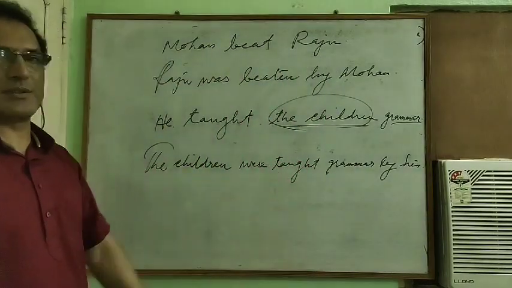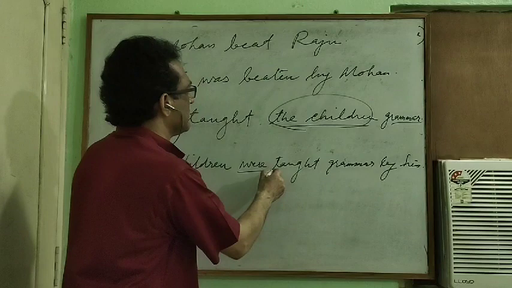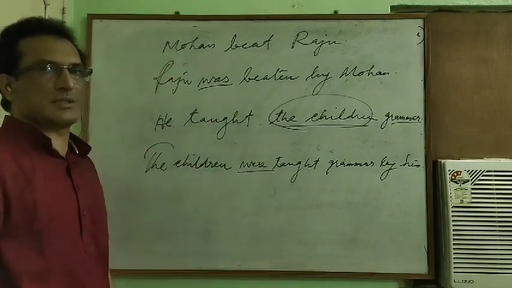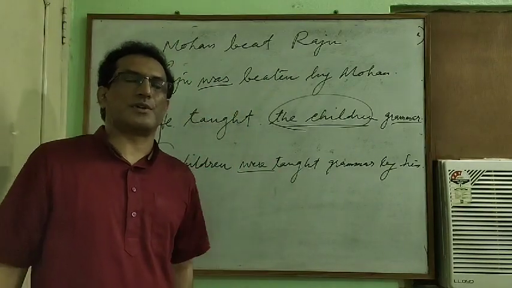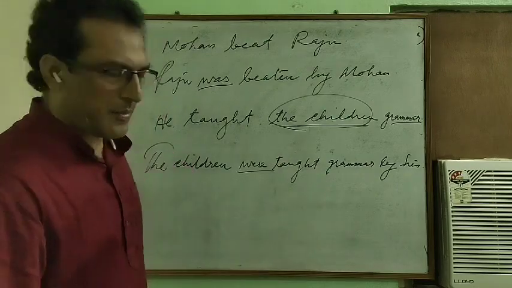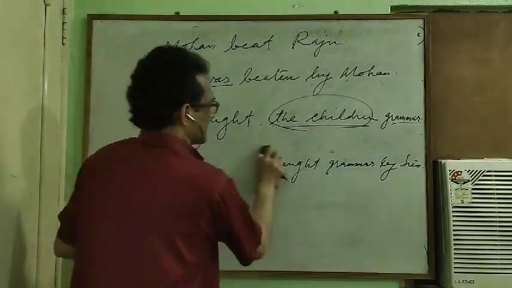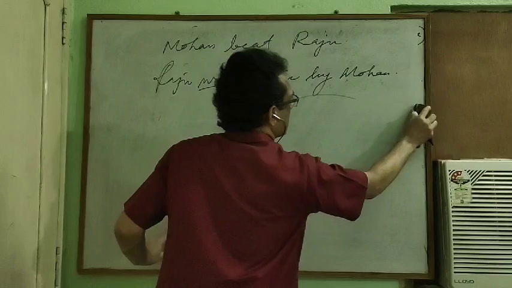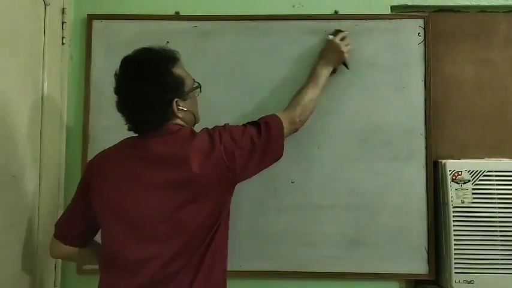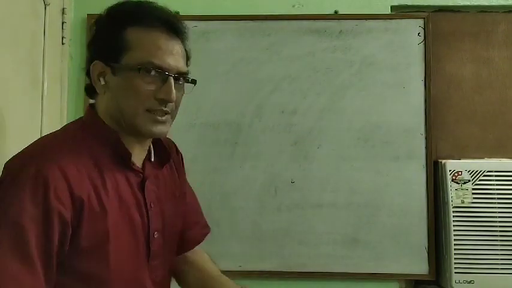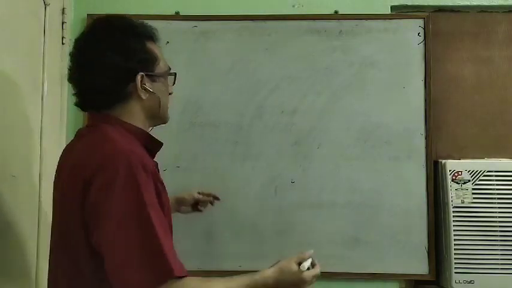Children were taught grammar by him. So this is were, whereas here it is was. This is the past form of be, the usage. Now we have continuous. What is the form of be in continuous? It is being, whether it is present continuous or past continuous.